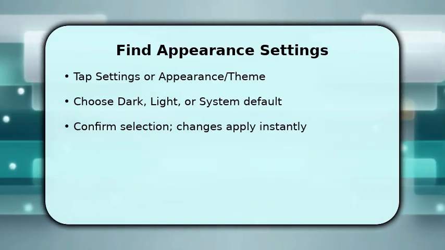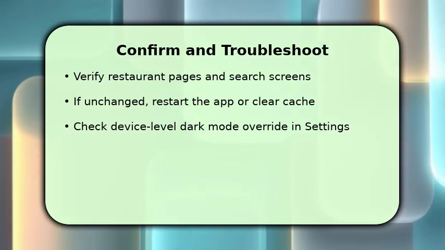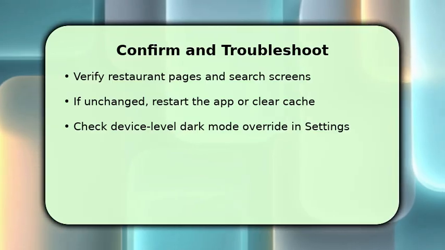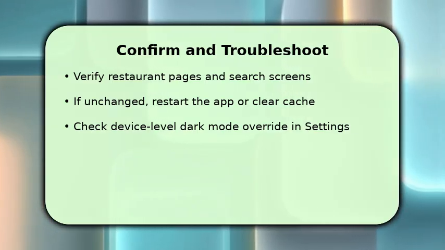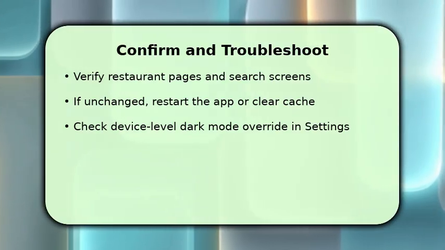You've applied dark mode. Now confirm it across the app by browsing a couple of restaurant pages and the home feed to ensure consistent appearance. If parts remain light, force close Zomato and reopen, since some themes need an app restart.